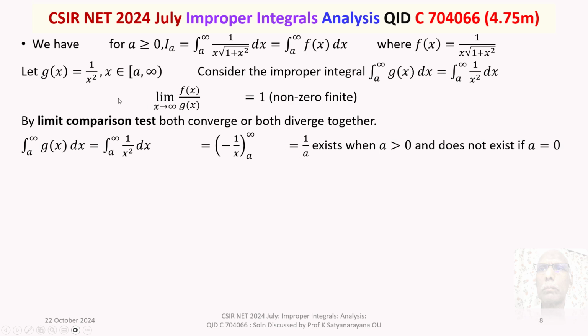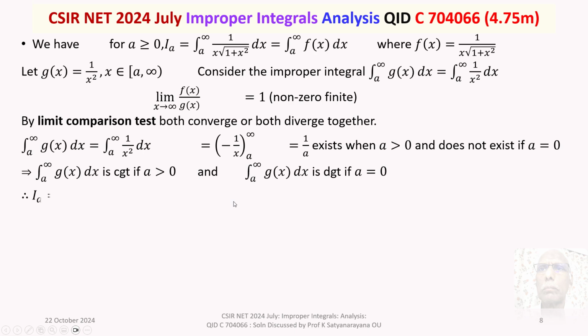Now in this case, a is greater than or equal to 0. Now 1 by a exists when a is greater than 0, does not exist when a is equal to 0. So that means to say integral a to infinity g of x dx is convergent when a is greater than 0, and it is divergent when a is equal to 0. If you take a is equal to 1 by 2, even then integral a to infinity g of x dx converges.